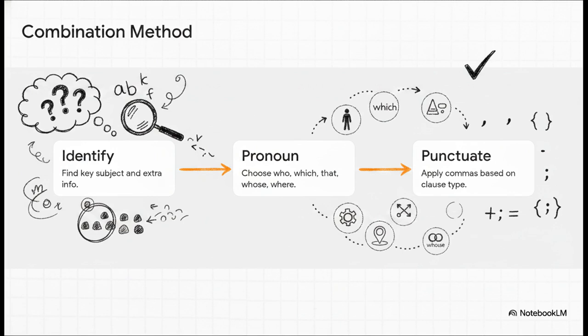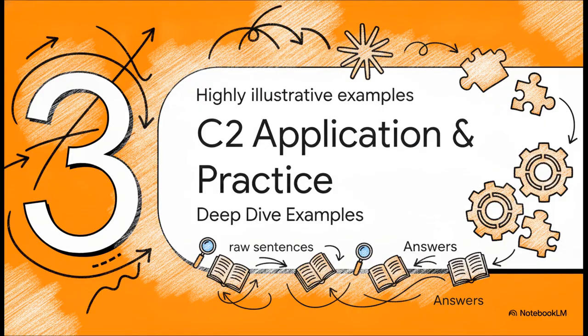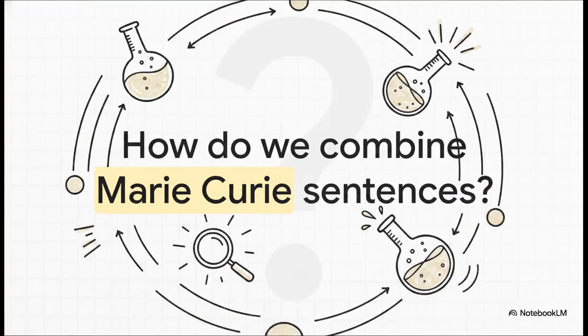And finally, Step 3, which is honestly the most critical part for academic writing, dictate your punctuation. Is the info identifying the subject or just adding a little flavor to it? Stick to these 3 steps and they will never fail you. Okay, Section 3, C2 application and practice. Let's do a deep dive. Now, I want you to apply this method to a few illustrative examples.